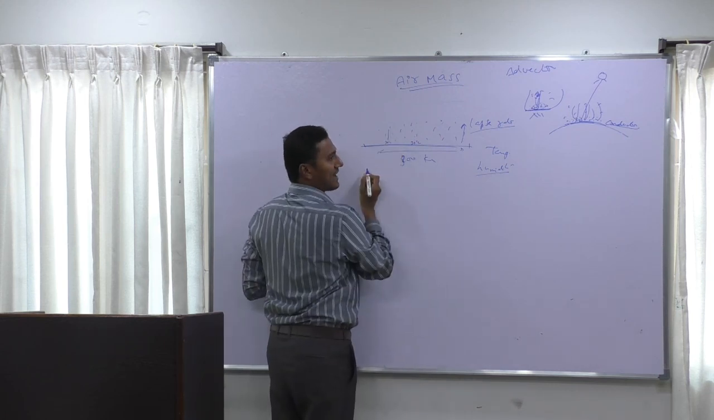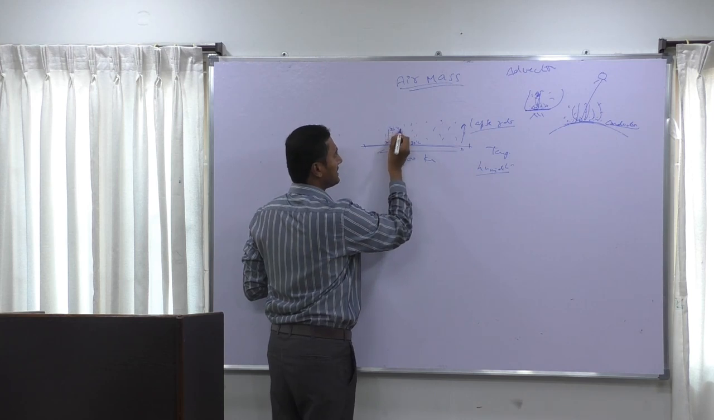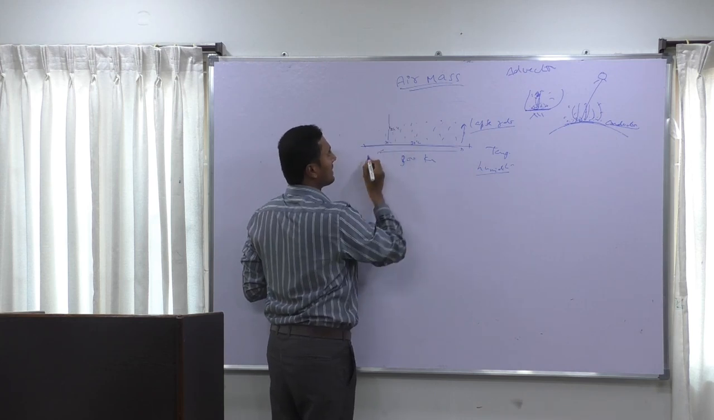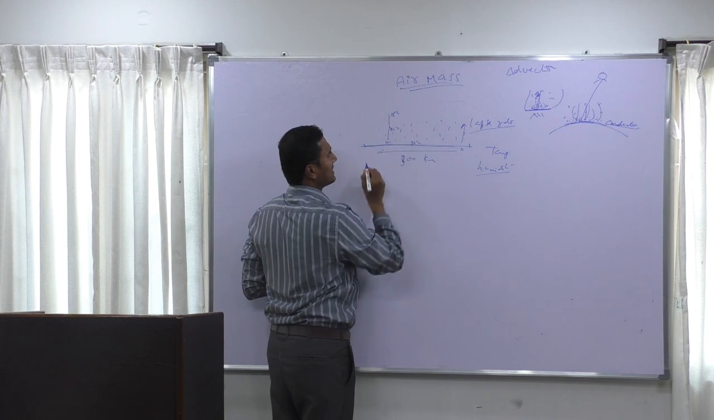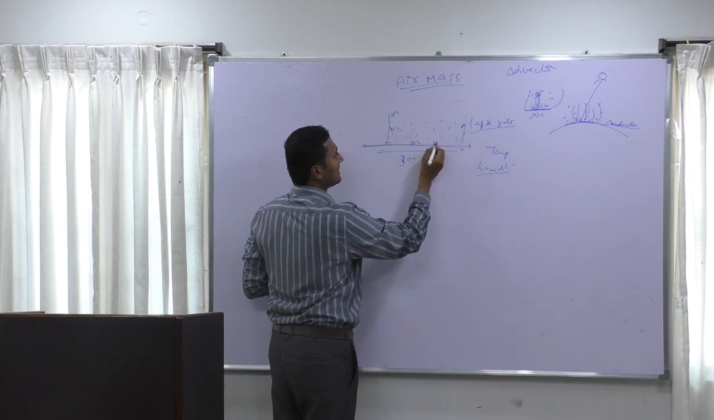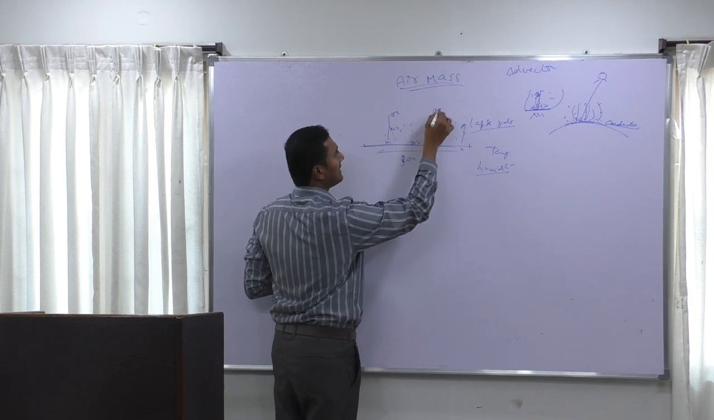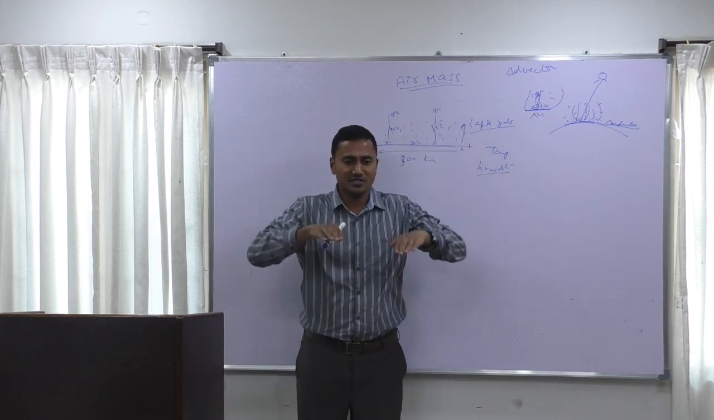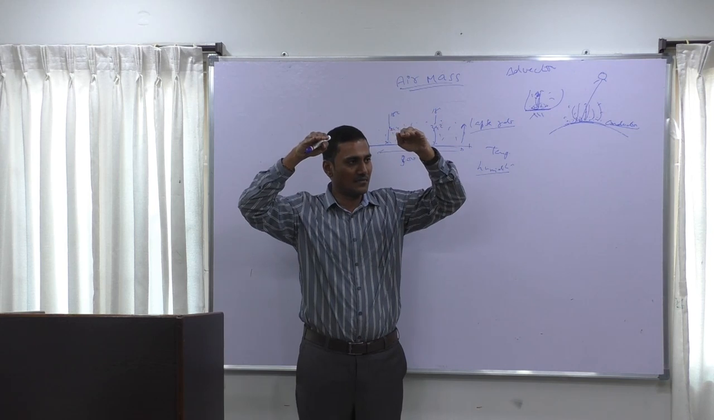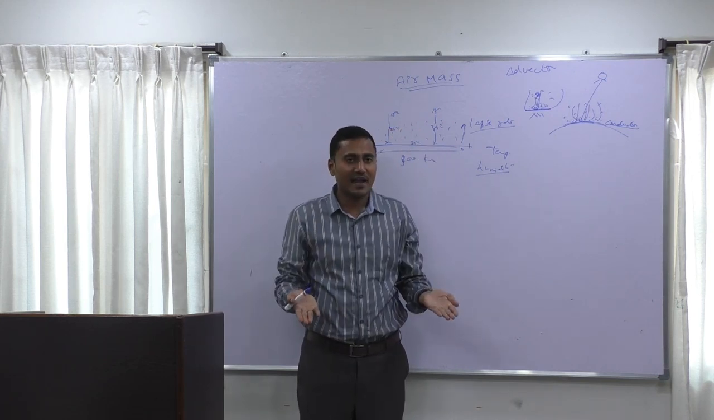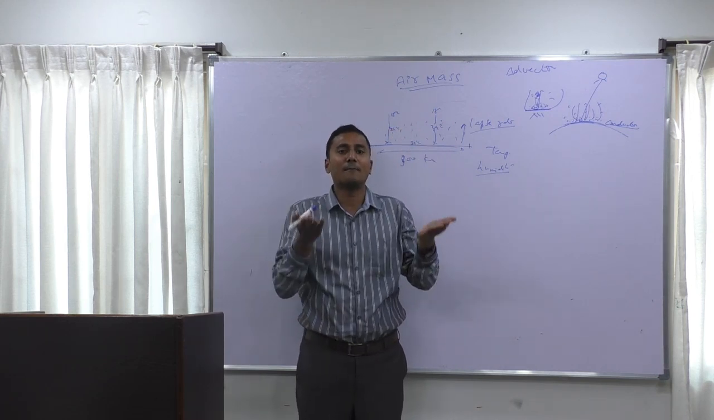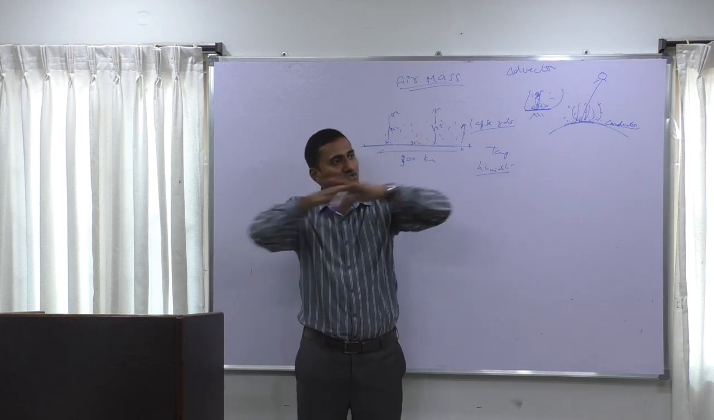If you go 1 kilometer high, let us say 24 degrees centigrade. If you again go 1 kilometer high, let us say 18 degrees centigrade. Here also the same, 30 degrees. If you go 1 kilometer, 24. One more kilometer, 18 degrees. So, the lapse rate is the same. Lapse rate is what? The rate of decrease of temperature is the same throughout.